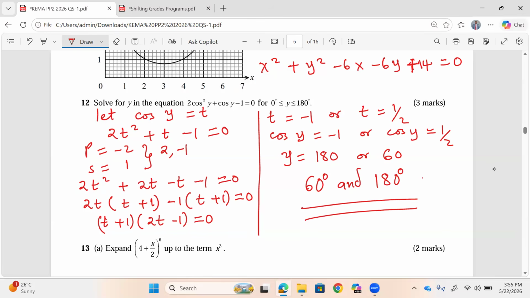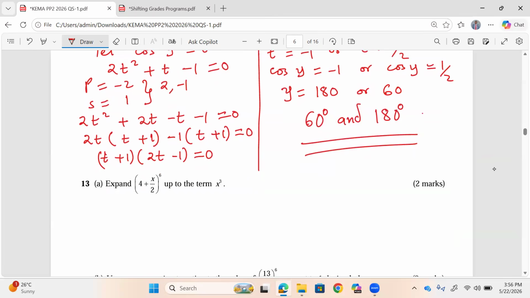Yeah, so that's a very good question on trigonometric equations. We can now check number 13.